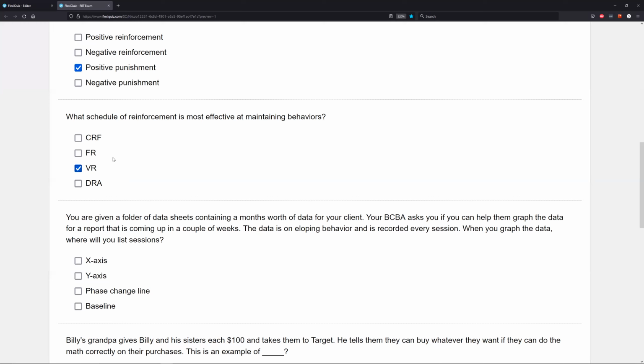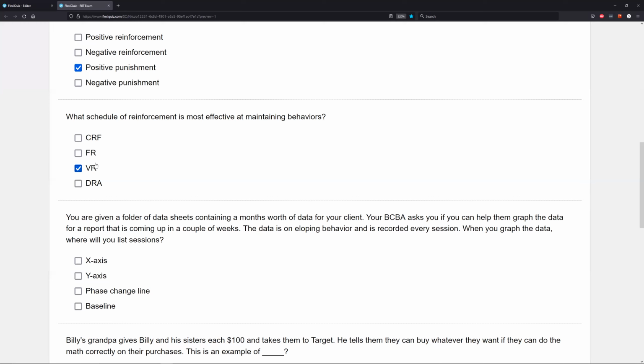This is why you want to be sure you read all of your answer choices. FR is better than CRF, okay? But FR is not better than VR. If you would have just gone in and said, well, FR can maintain behaviors, okay? But they want the most effective. The exam wants the best answer.